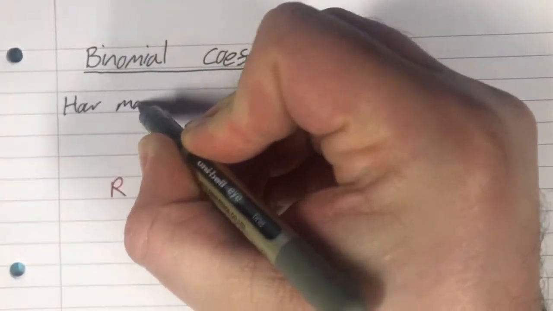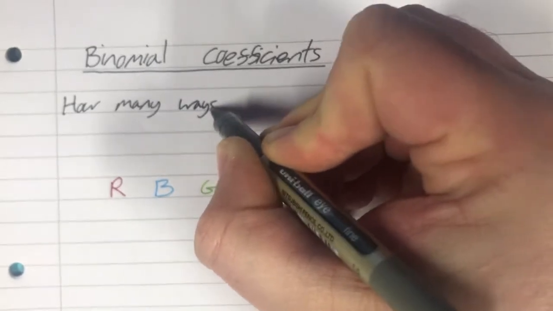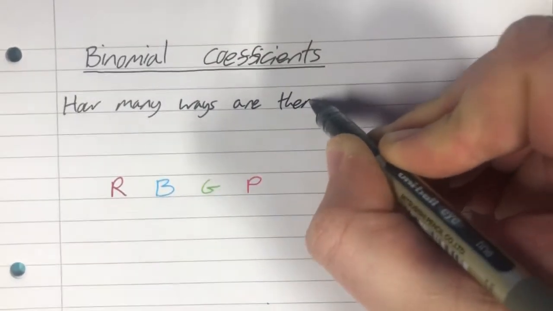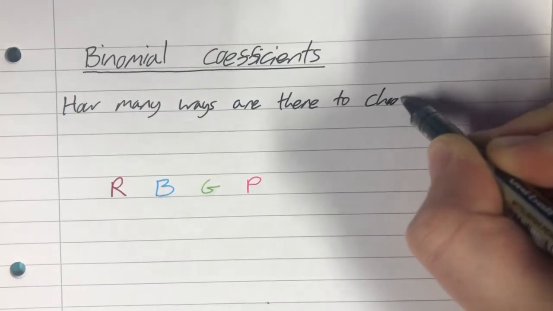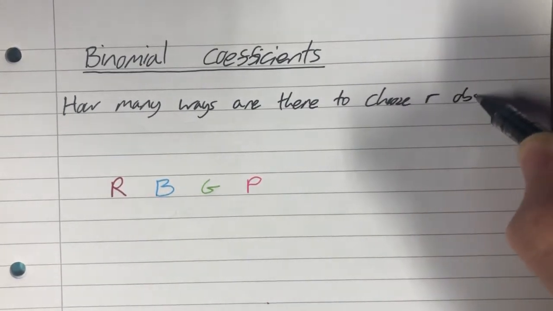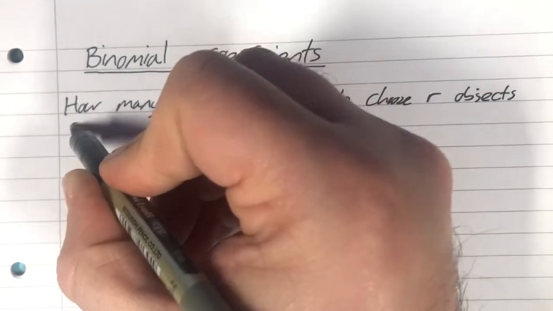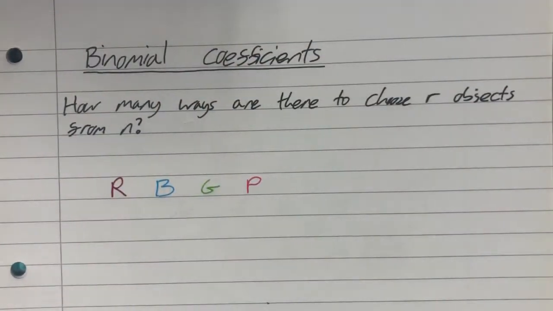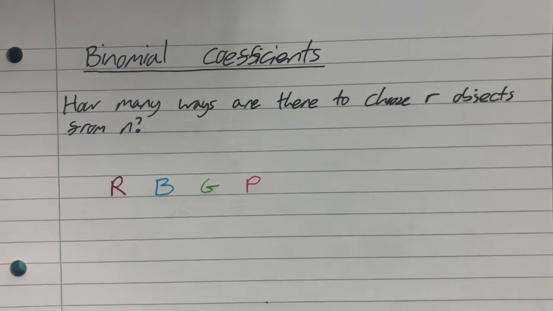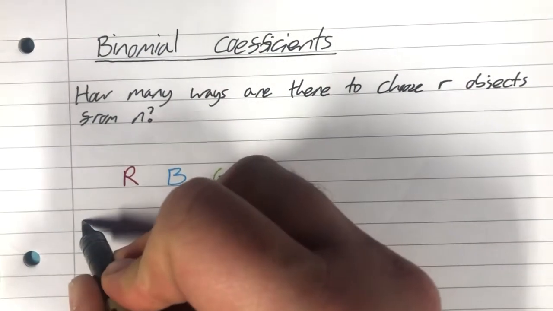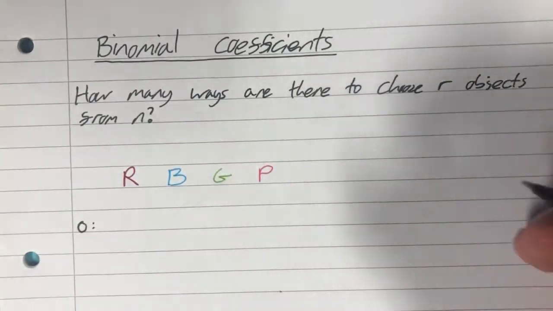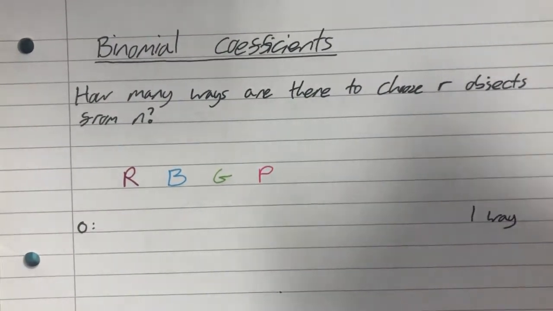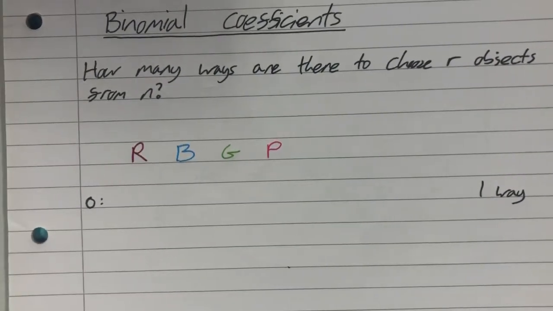How many ways are there to choose R objects from N? Okay, that's the question that binomial coefficients is asking. How many ways are there of choosing R objects from N? Okay, well, I've got 4 objects here. I've got red, blue, green, and pink. Let's say I want to choose no objects. Well, there's one way to do that, and that's to choose no objects. Okay, that's simple enough, isn't it?